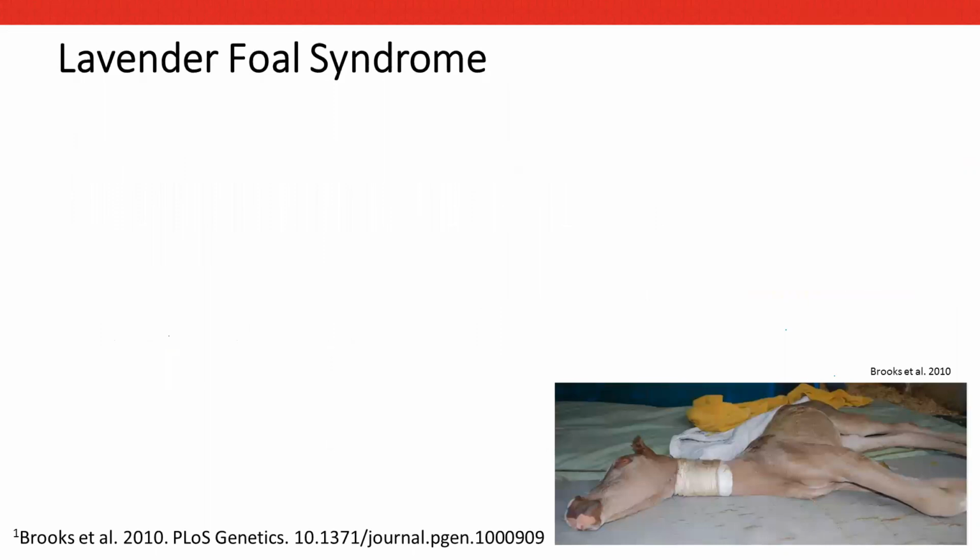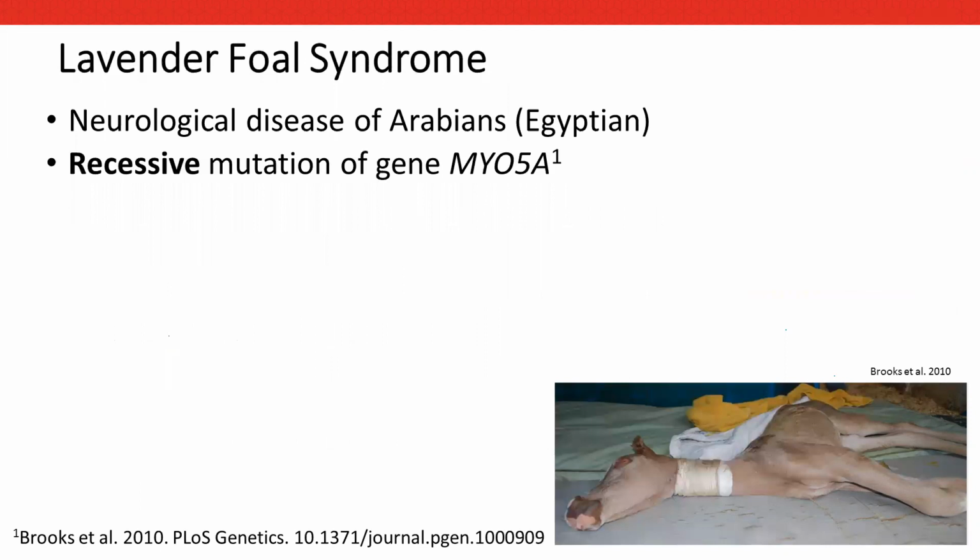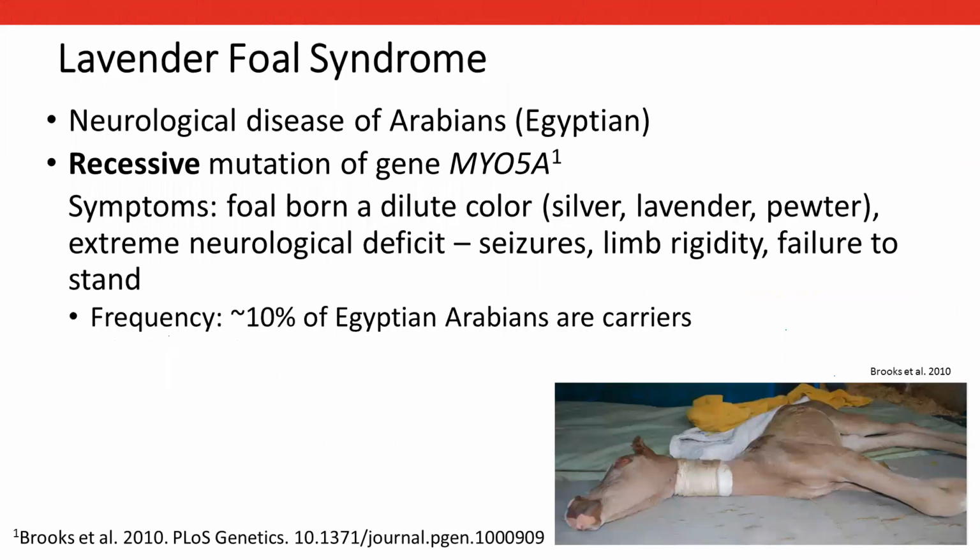Sticking with the Arabians, lavender foal syndrome was described in 2010. Again, this is a neurological disease. This is primarily in Egyptian Arabians. It again is a recessive mutation of a myosin gene. The symptoms of this are like its name says.